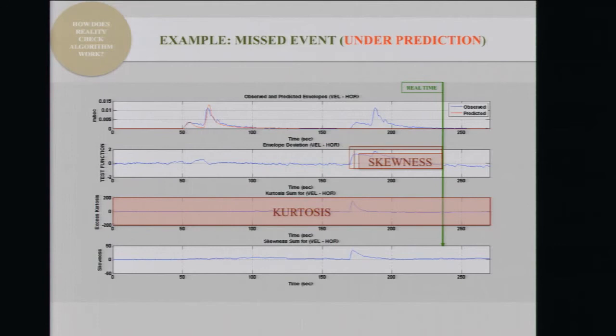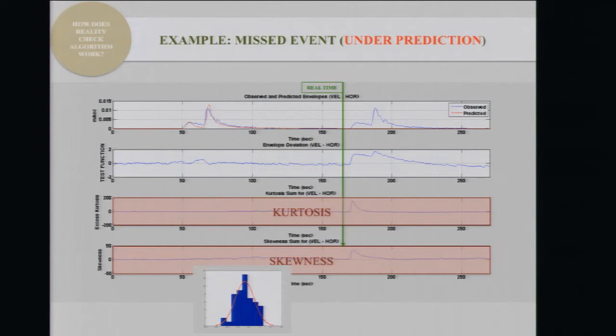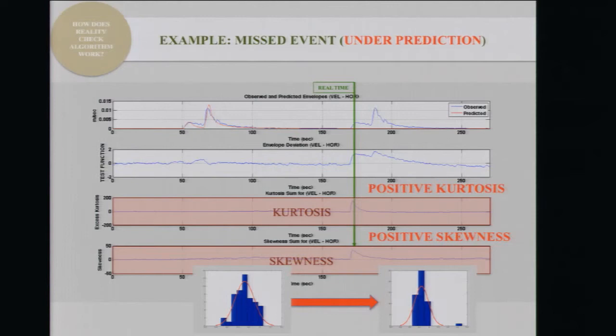If we look at the histogram of the test function right before the second event, we can see that this distribution can be explained via a normal distribution. Kurtosis and skewness values indicate a normal distribution, where excess kurtosis is zero and skewness is zero. But once the second event happens and we don't predict it, there is an outlier seen in the histogram on the right edge. Because of that outlier, the kurtosis value goes way up. The skewness value indicates positive skewness. In other words, underprediction is associated with positive kurtosis and positive skewness.